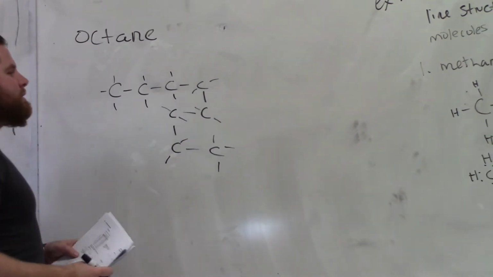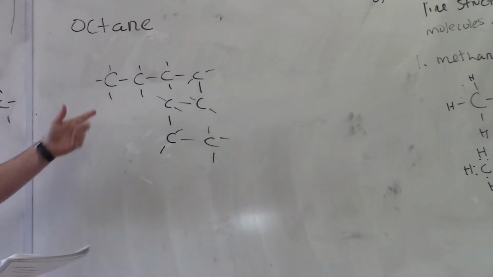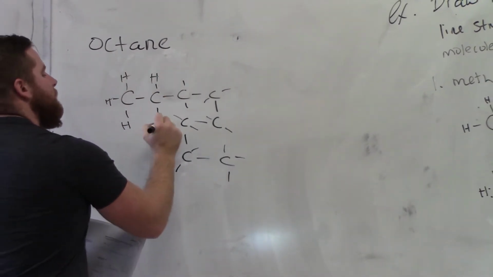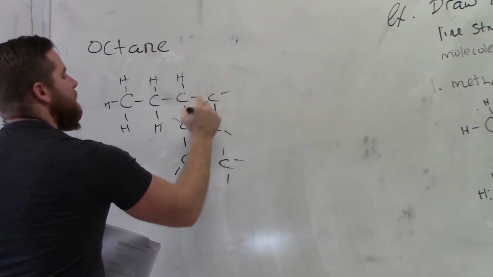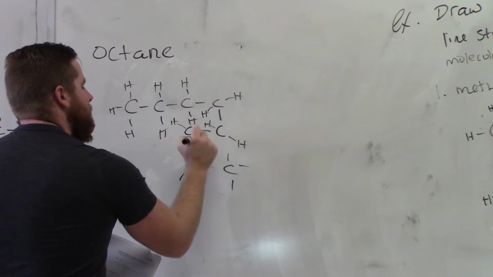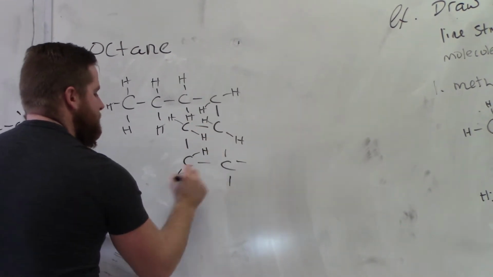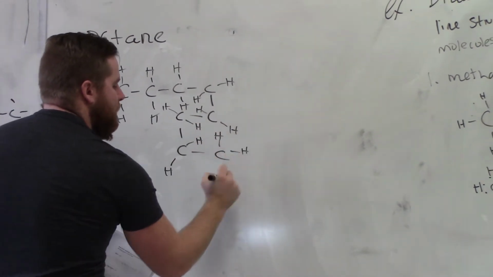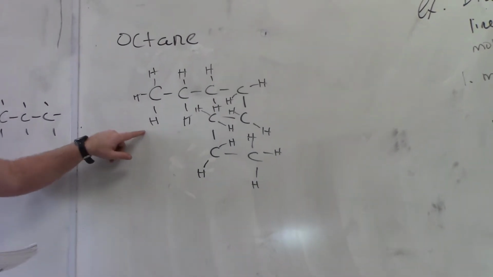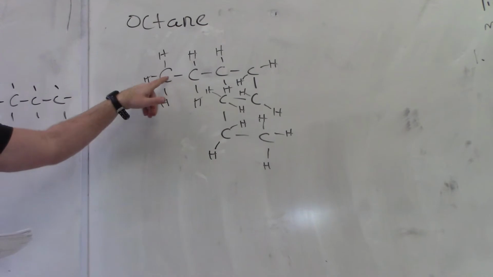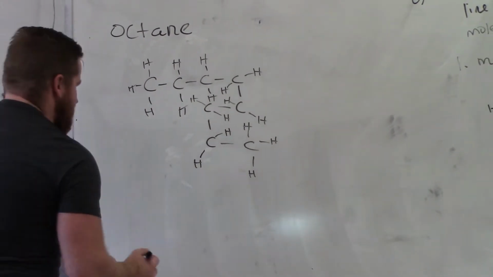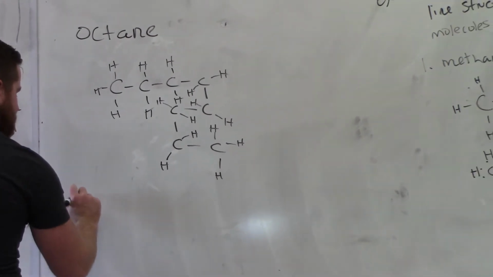All these dashes are where hydrogens would be. So that's my complete structural diagram, with H's all around. They're all saturated hydrocarbons, so each carbon needs to have 4 bonds attached to it. There's 1, 2, 3, 4 attached to this carbon, and 4 attached to all the other ones. So that's octane.